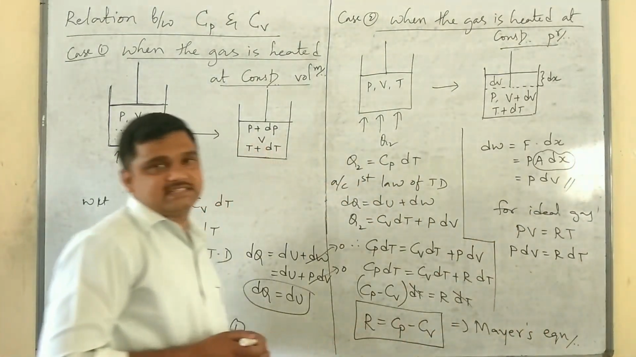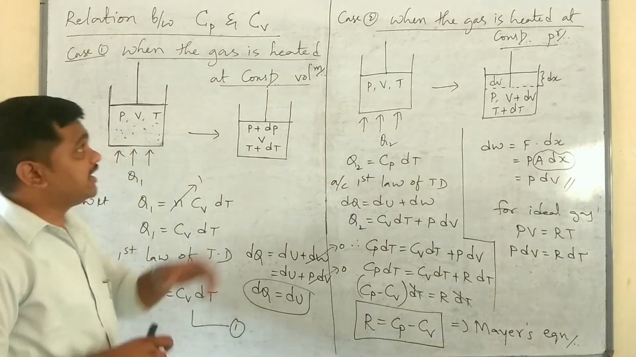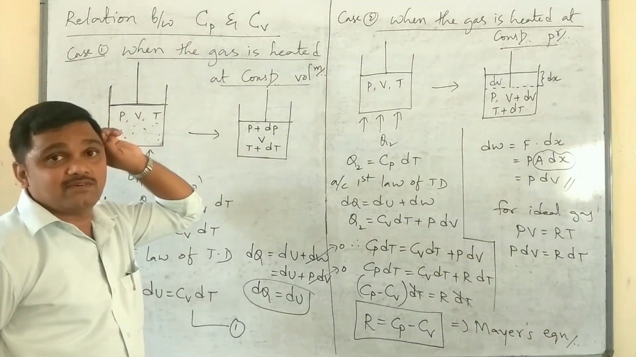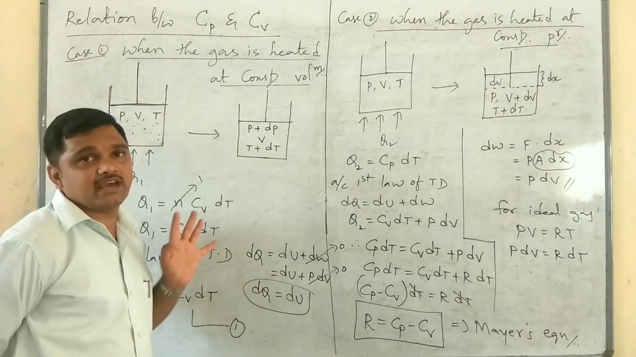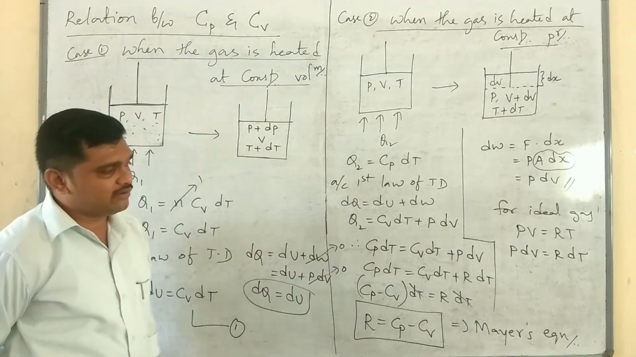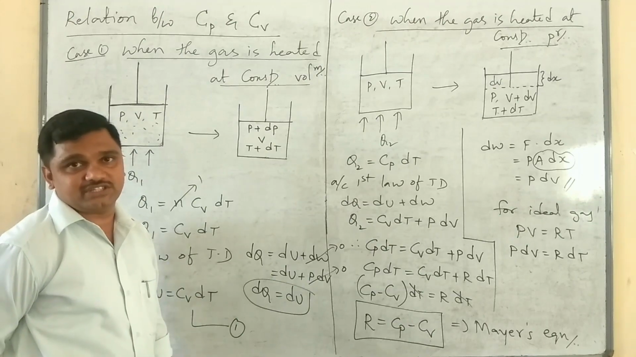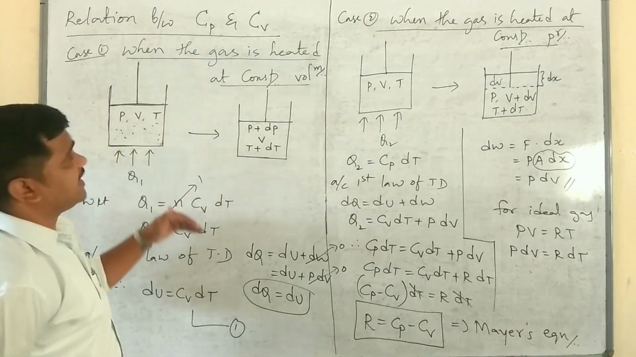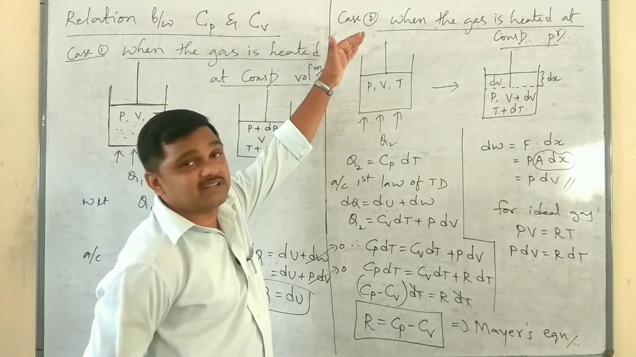It is called Mayer's equation. Actually, it was one 5-mark question: obtain the relation between Cp and Cv, otherwise derive the Mayer's equation. I have explained the case 1. Now briefly I will explain the case 2.